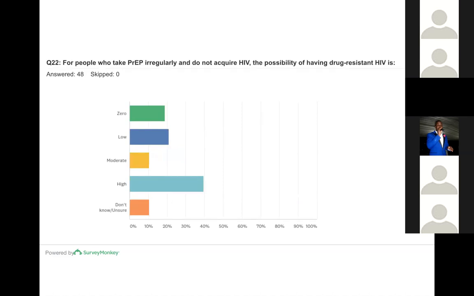This question: for people who take PrEP irregularly and do not acquire HIV, the possibility of having drug-resistant HIV is 0, low, moderate, high, or not sure. So this is a trick question. You should also remember that you get drug-resistant HIV if you have HIV, right? And if you do not acquire HIV, but you're only taking your pills irregularly, there's no risk of having drug-resistant HIV. So the possibility here is 0.